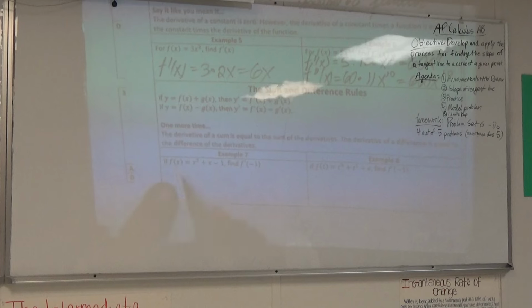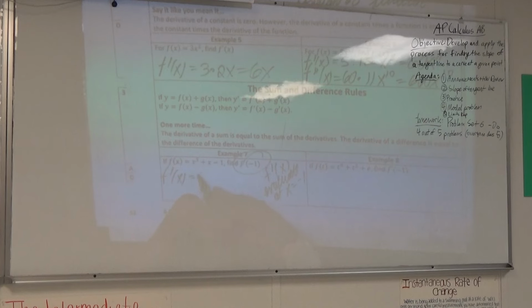So let's do this first one. f of x equals x cubed plus x minus 1. Find f prime of negative 1. So f prime of negative 1, it's two steps. First, find f prime of x. Second, evaluate at x equals negative 1. Okay, so take a second. Go find f prime for me.